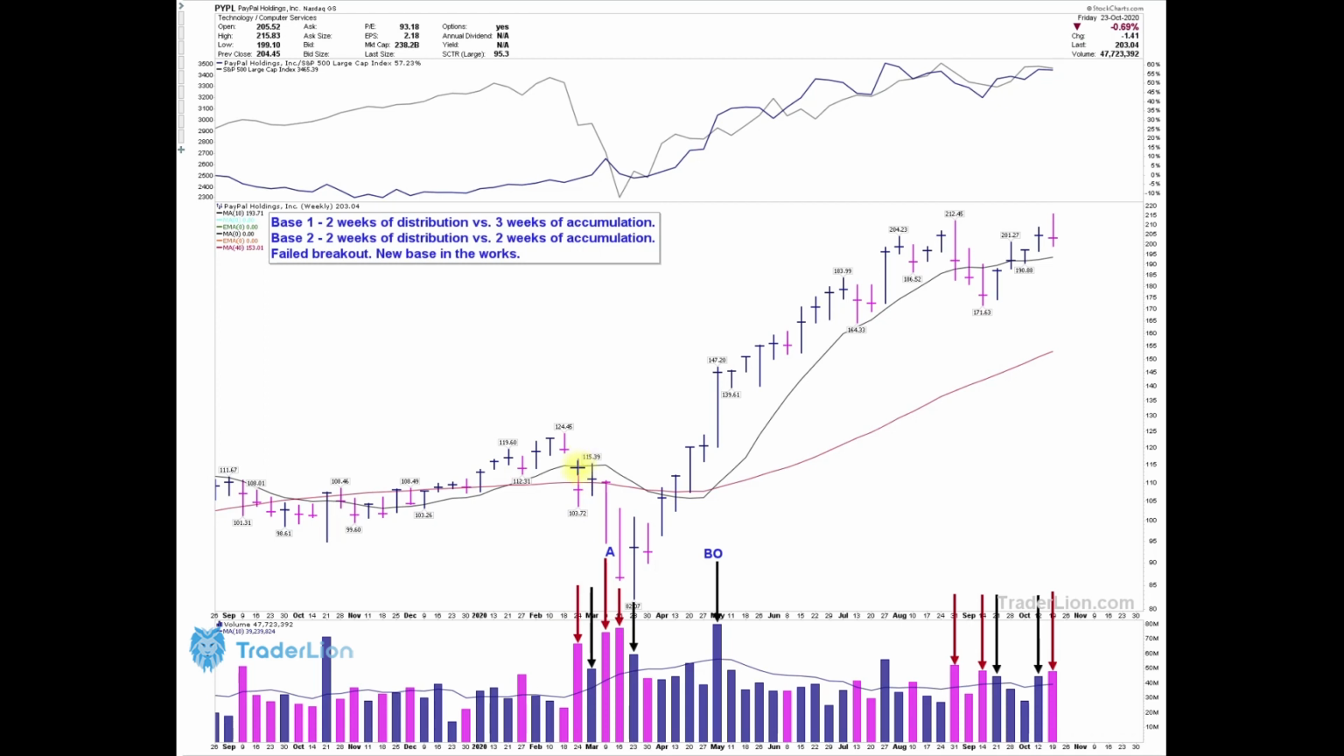Looks like we get a little gap down here, closing clearly in the lower half of the range as volume picks up to well above average. This is clearly a distributive week, so here's our first week of distribution. Let's go to our second down week on well above average volume, which is this one. You'll see I've got it labeled A here.